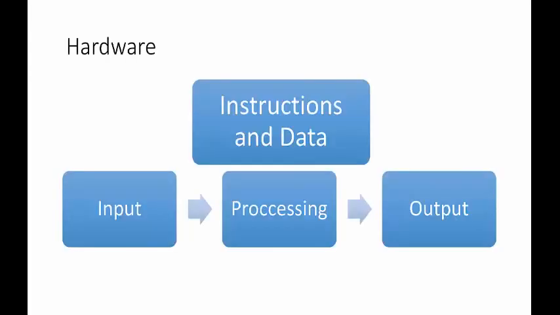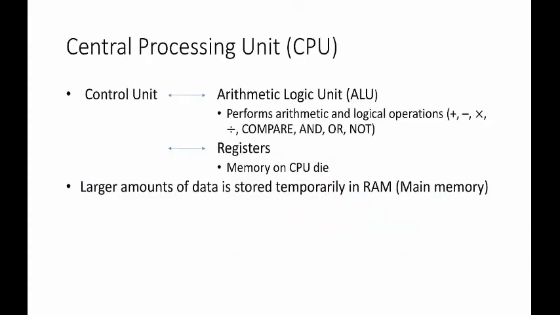Our first topic will be under hardware. So all your instructions and data will go through these three processes, which is your input, processing, and your output. So inside your CPU, there's three components. One is your control unit, one is your arithmetic logic unit, ALU, and your registers.